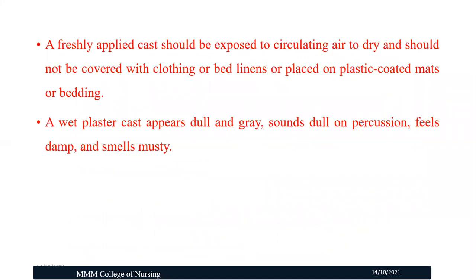A freshly applied cast should be exposed to circulating air to dry and should not be covered with clothing or bed linen or placed on plastic coated mats or bedding. If this is done, there will be indentations in the cast that may give rise to pressure over the muscles under the cast. A wet plaster cast appears dull and gray, and sounds dull on percussion. So this is the assessment we need to do to understand whether the cast is dried completely or not. This wet or setting cast will also feel damp and smell musty.